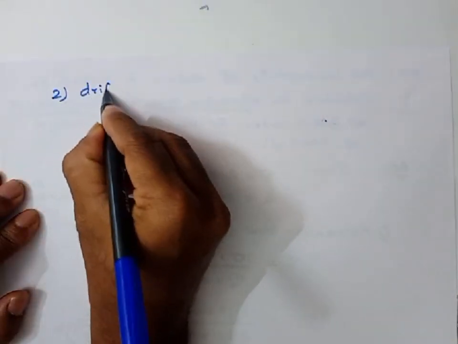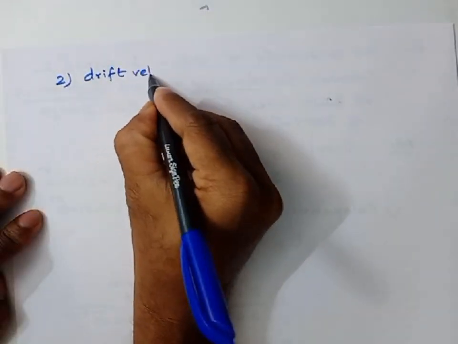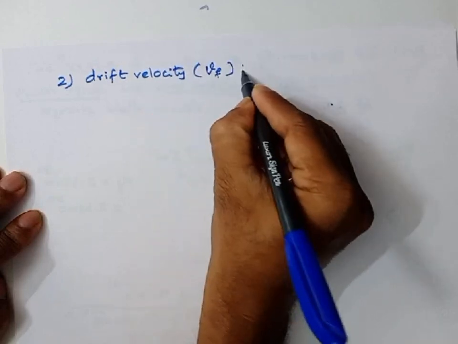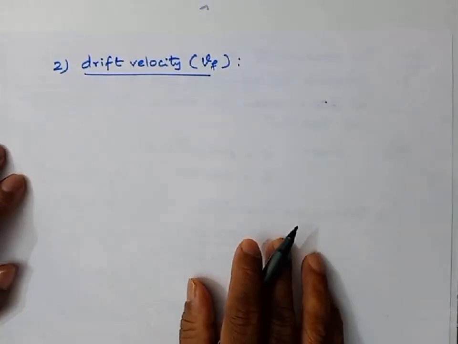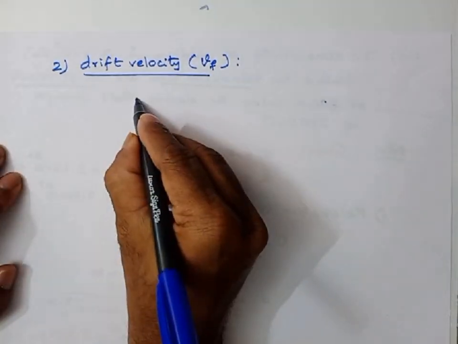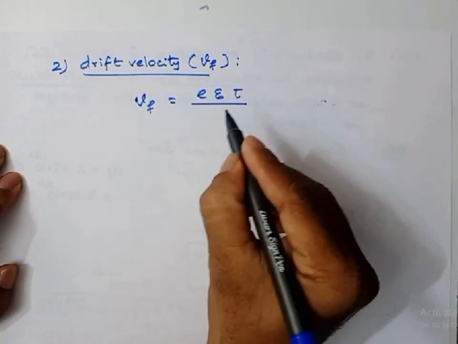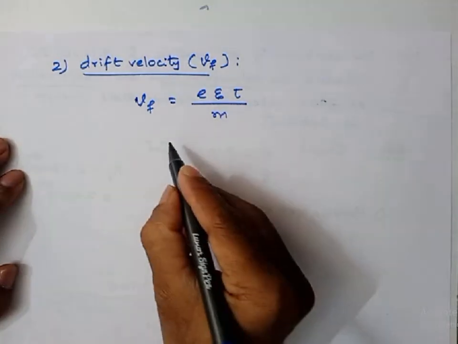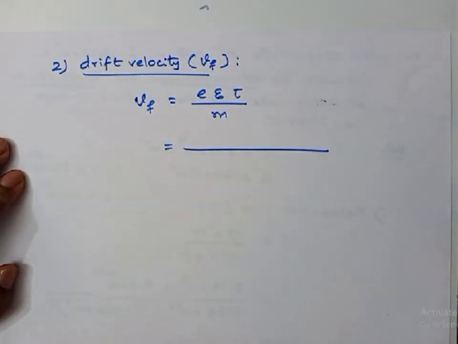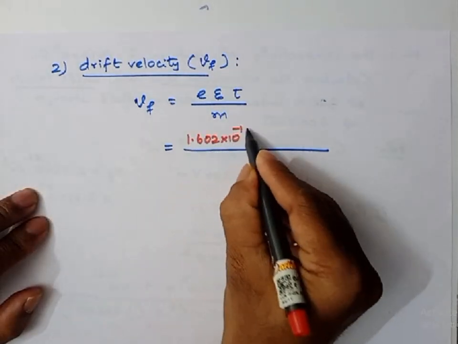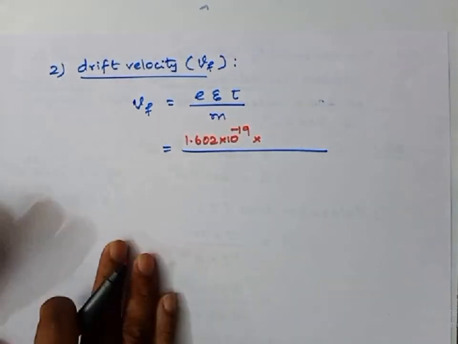Drift velocity of the electron. Second point. How to calculate the drift velocity, also called saturation velocity, also called final average velocity of the electron. Okay, and I have given the formula already. Vf is equal to E into epsilon into tau over mass of the electron m. Okay, and you know very well the charge on each electron is 1.602 into 10 power minus 19 coulomb, and electric field strength is given.